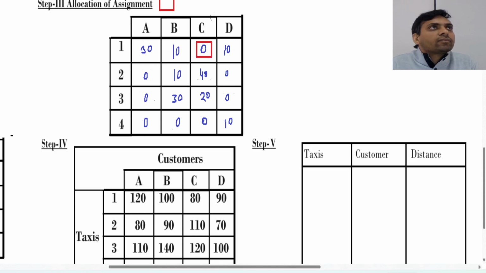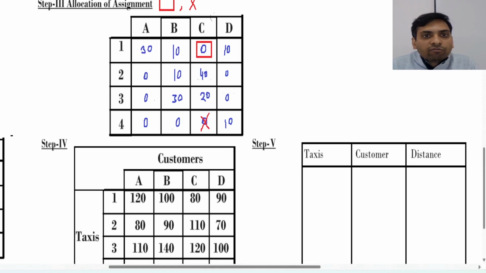So you put a box on the 0 of the single-0 row, and then cut the other zeros of the corresponding column. Listen once again. First we search for a single-0 row, by default this first one, and then we put a box on that and cut the other zeros of the corresponding column.